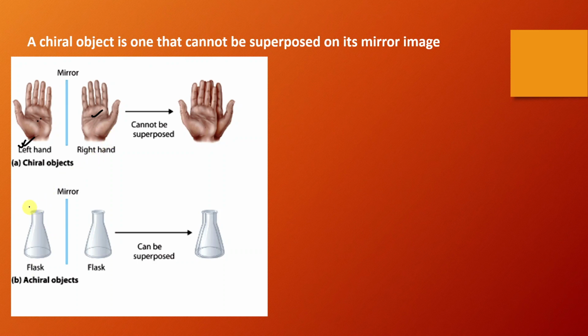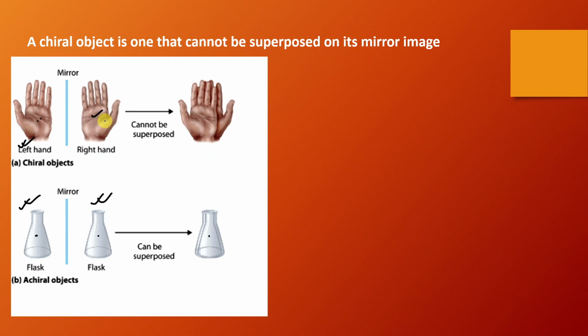On the other hand, if you take this simple flask and put a mirror in front of it, you will get the mirror image of that flask, and you can see that these two flasks are exactly superimposable. That's why this type of flask is an achiral object. Okay, so I hope you get my point about the way of identifying a chiral object and an achiral object. It is very simple. Put a mirror in front of that object and try to superimpose that object on its mirror image.